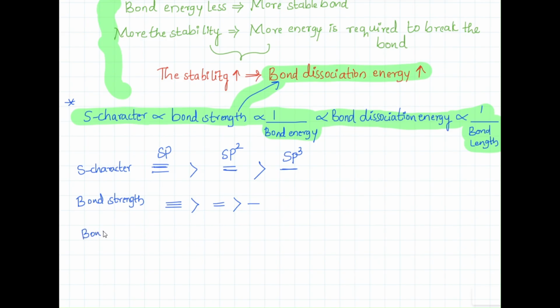Bond length in a sigma bond is more compared to a double bond and a triple bond, right? We have discussed s character: as s character increases, the bond strength increases and the bond length decreases. The bond energy, the energy required to break the bond, decreases.